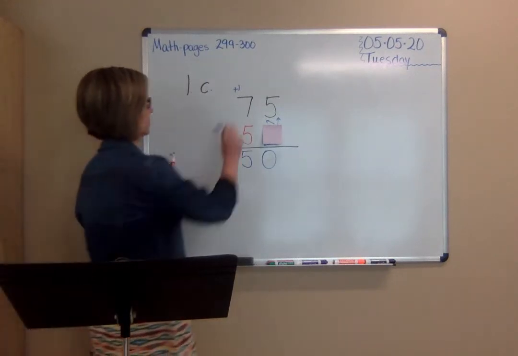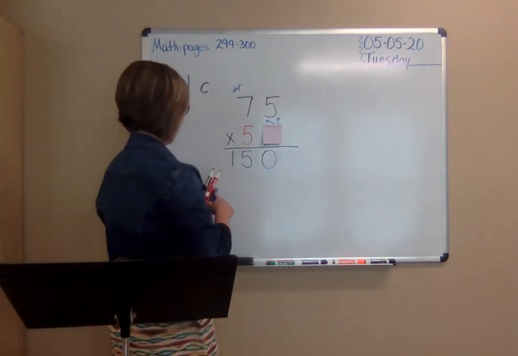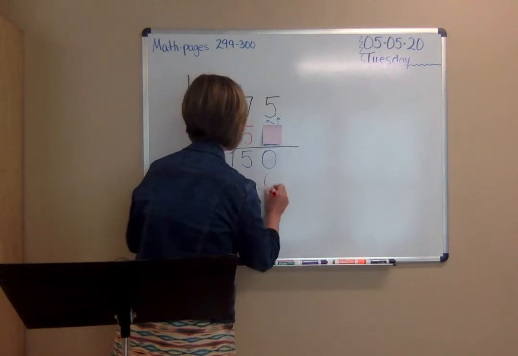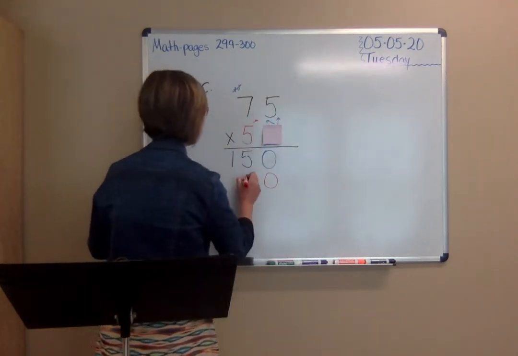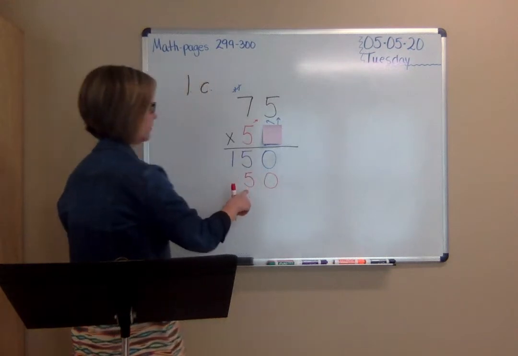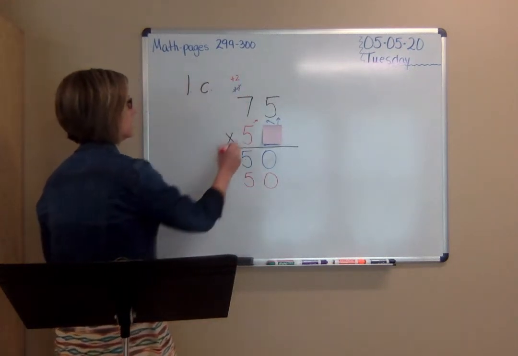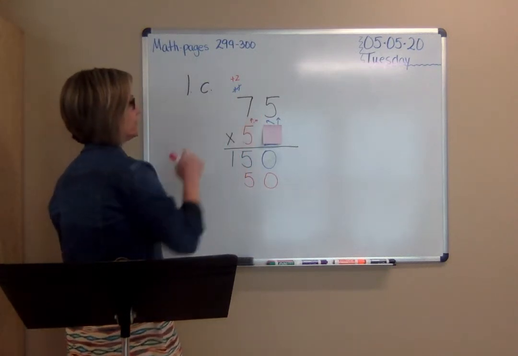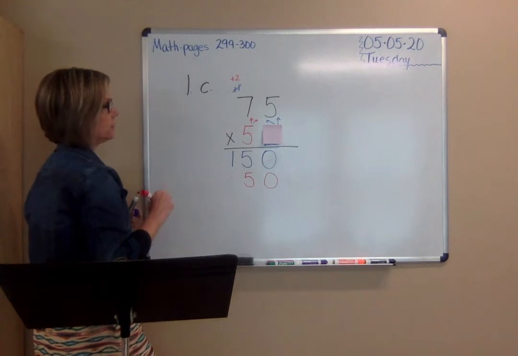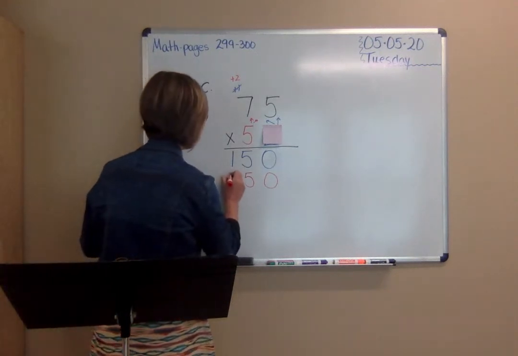Oh, I forgot to cross out my. So let's start now. I'm going to put in my hero 0 placeholder. 5 times 5, we're going this way first. It's 25. The 5 goes down. The plus 2 goes up. Now we're going to the tens place. 5 times 7 equals 35. 35 plus 2 equals 37.